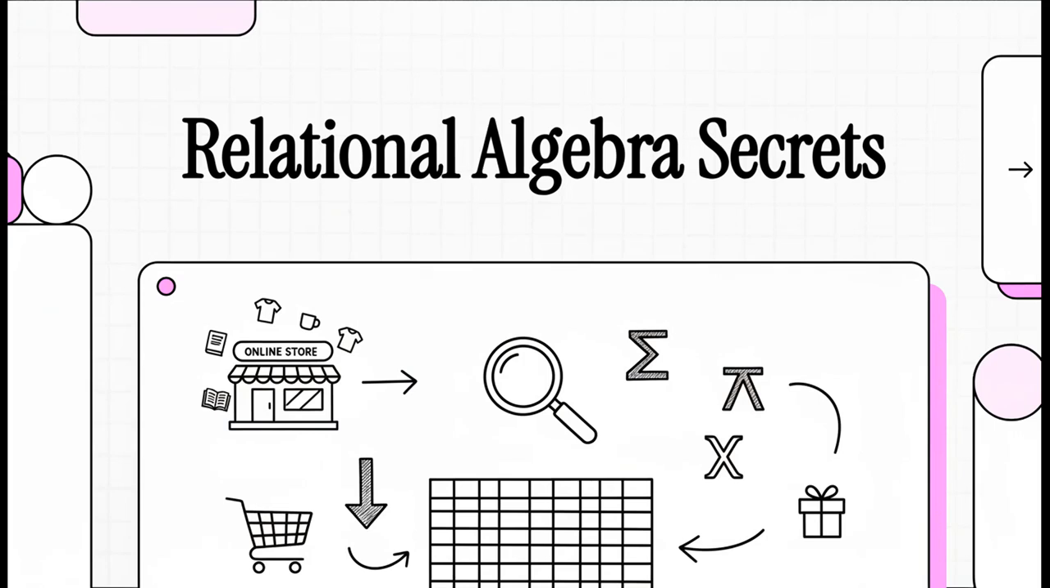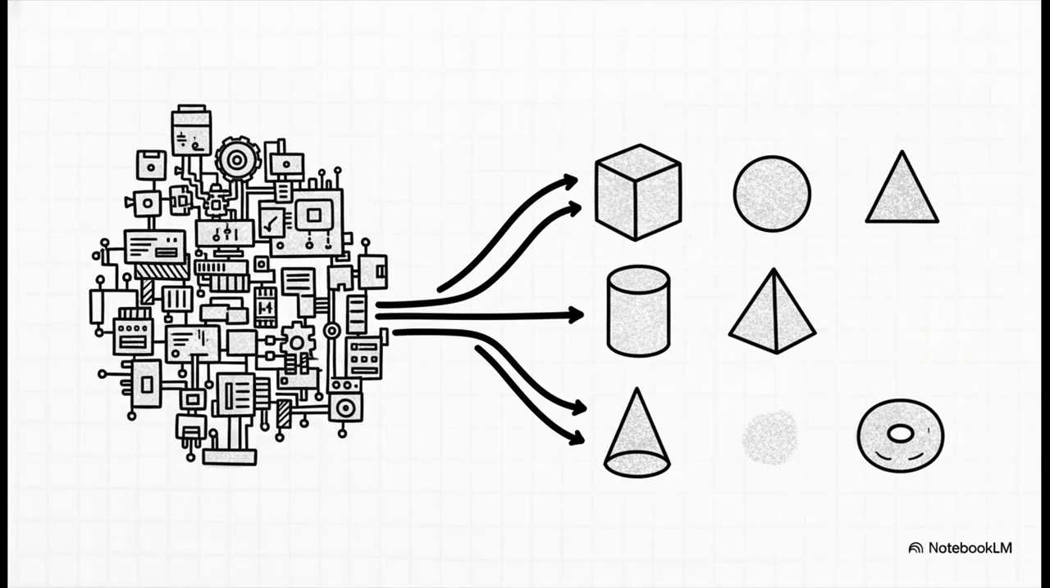You ever wonder how an online store can find that one specific product you're looking for out of millions in like a split second? Well, it's not magic. It's actually a powerful secret language working behind the scenes. And today, we're going to pull back the curtain and look at the simple building blocks that make every single complex database query possible. Yeah, you heard that right.